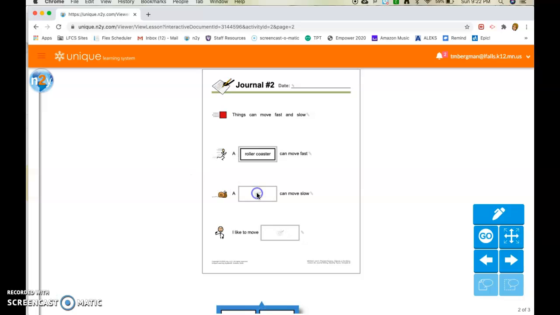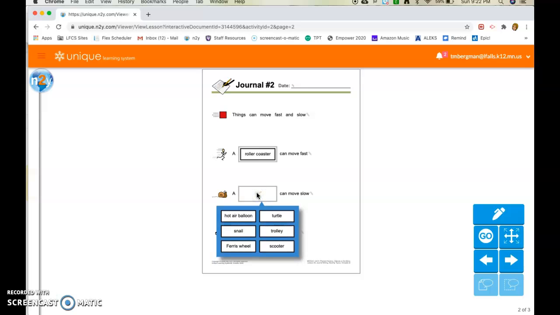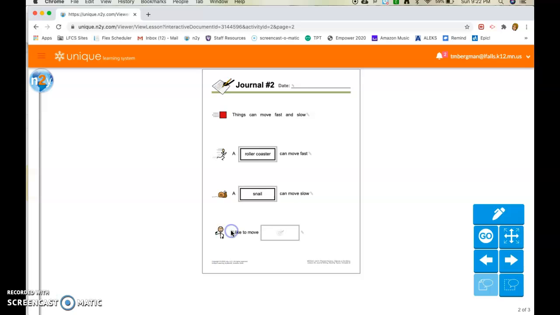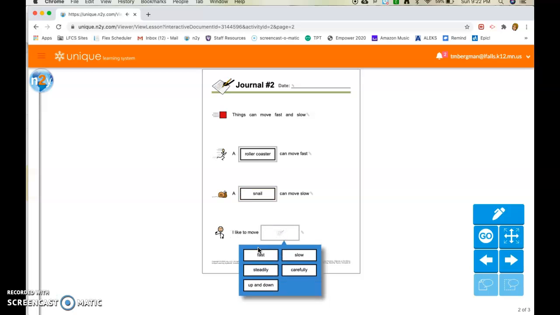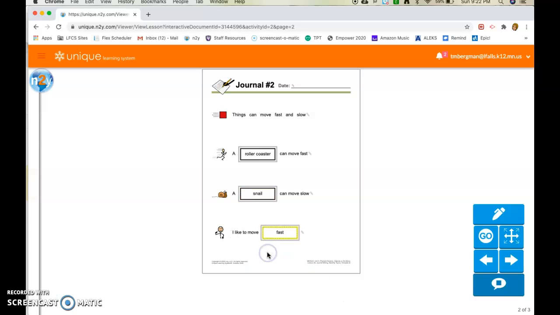A what can move slow? I'm going to choose a snail this time. Snail. And I like to move. My answer isn't going to change this time. I like to move fast. Fast. Okay.